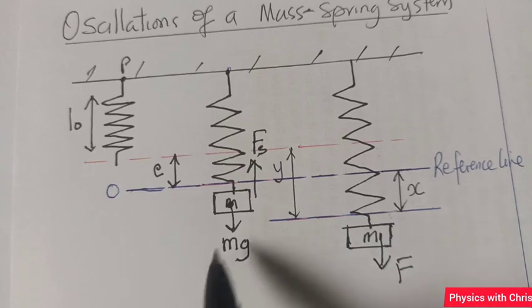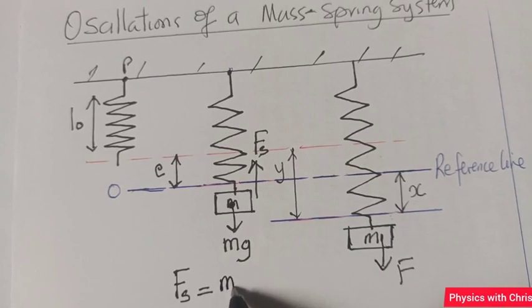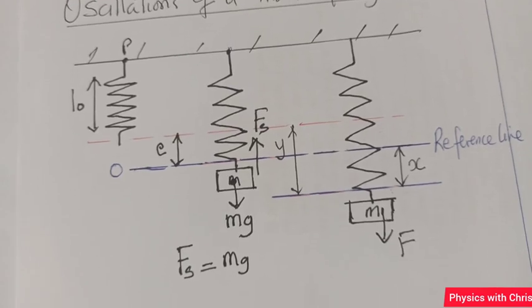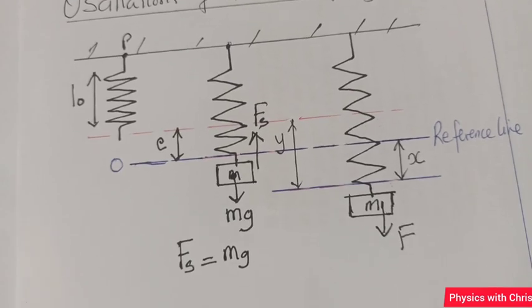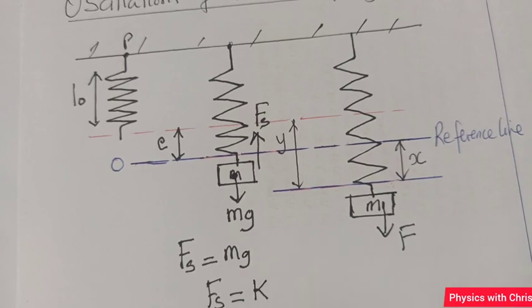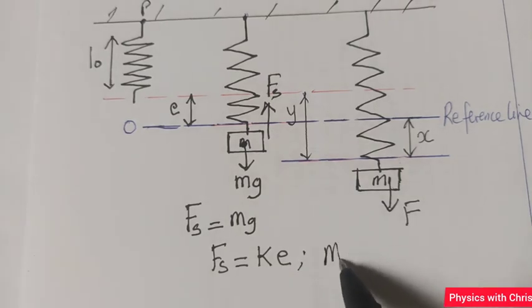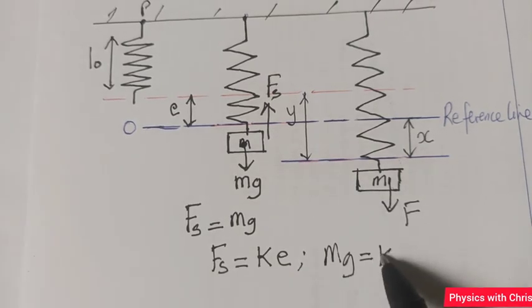So since the system is in equilibrium, the spring force Fs is equal to the weight of the mass, mg. And from Hooke's law, we know that when a load is attached to a spring such that it stretches the spring, the spring force is equal to the spring constant multiplied by the extension. This equation relates the spring force and the extension produced by the load mg. I'll call this equation 1: mg = kE.